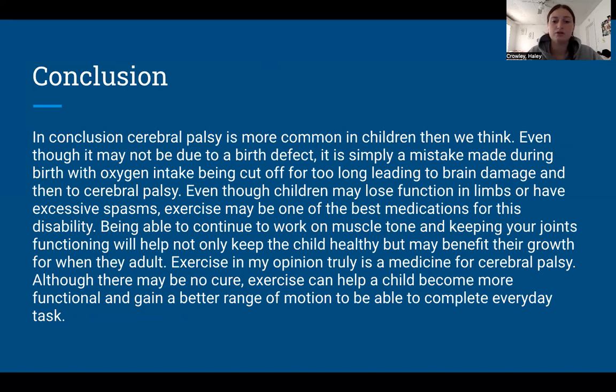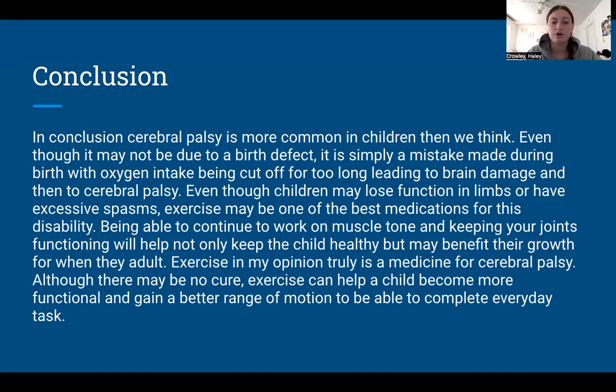Even though children may lose function in the limbs or have excessive spasms, exercise may be one of the best medications for this disability. Being able to continue to work on muscle tone and keeping their joints functioning will help not only keep the child healthy, but may benefit their growth for when they are adults. Exercise, in my opinion, truly is a medicine for cerebral palsy.